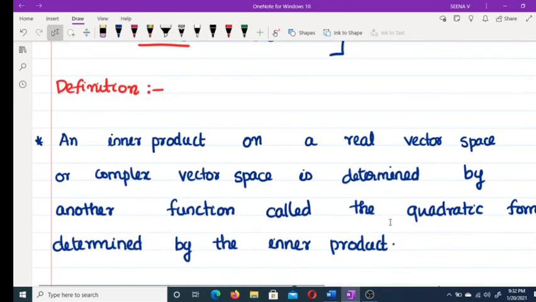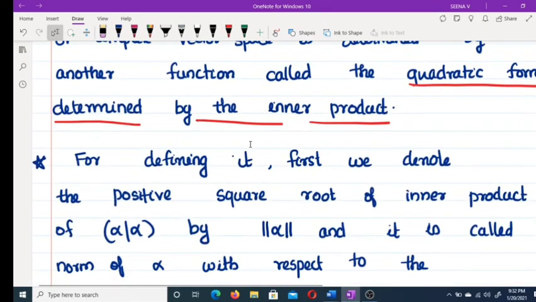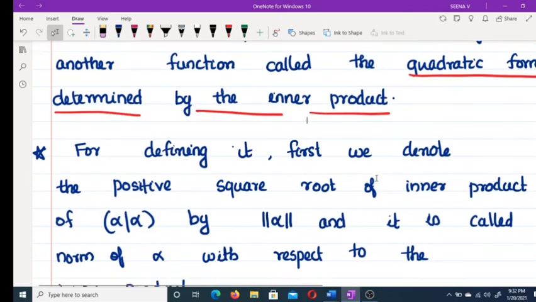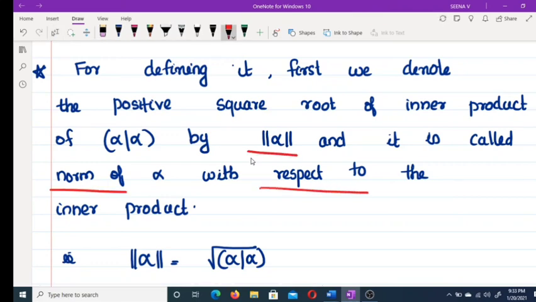Now, some definition. Actually, not a definition, just a notation. An inner product on a real or complex vector space determines another function called quadratic form. Now, what is the quadratic form determined by the inner product? For defining this, first we denote the positive square root of inner product of alpha and alpha by norm of alpha. This notation is called norm of alpha with respect to the inner product.